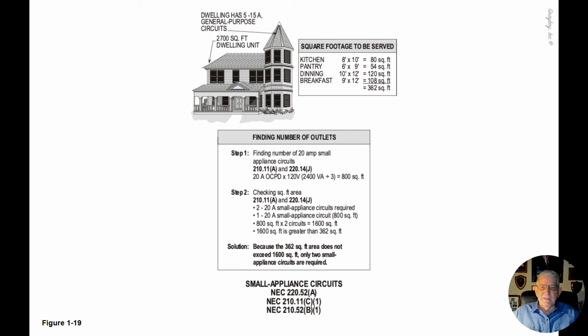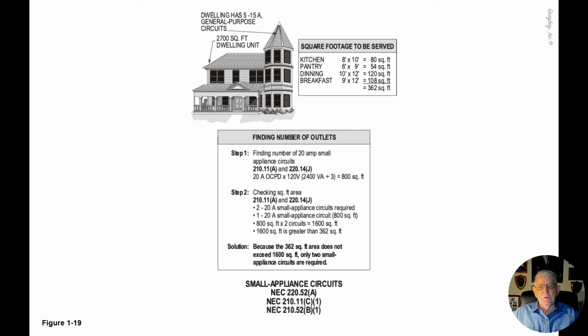Now notice in the calculation, that's what we're doing. We're finding just how we would determine how many circuits we would need based upon the square footage of 362 square foot. Now step one, we're finding the number of 20 amp small appliance circuits.